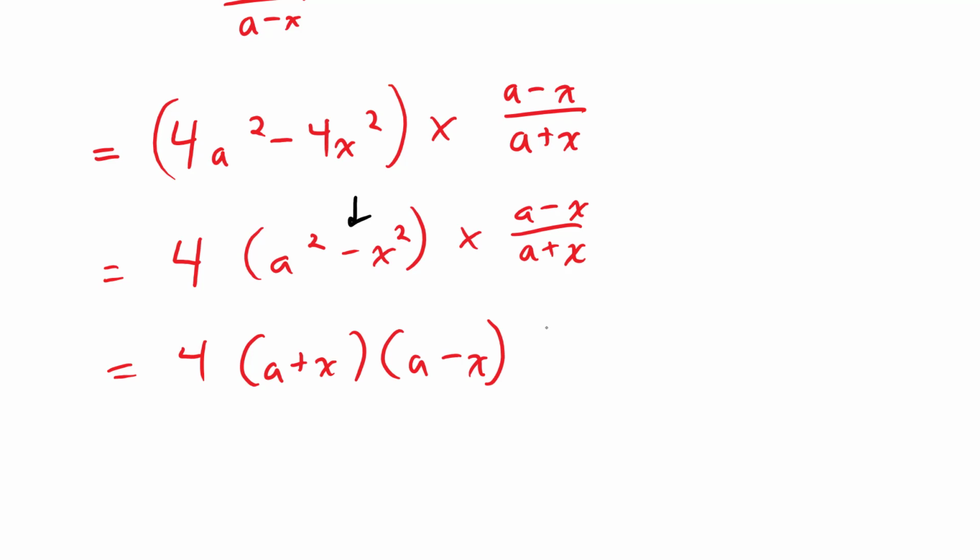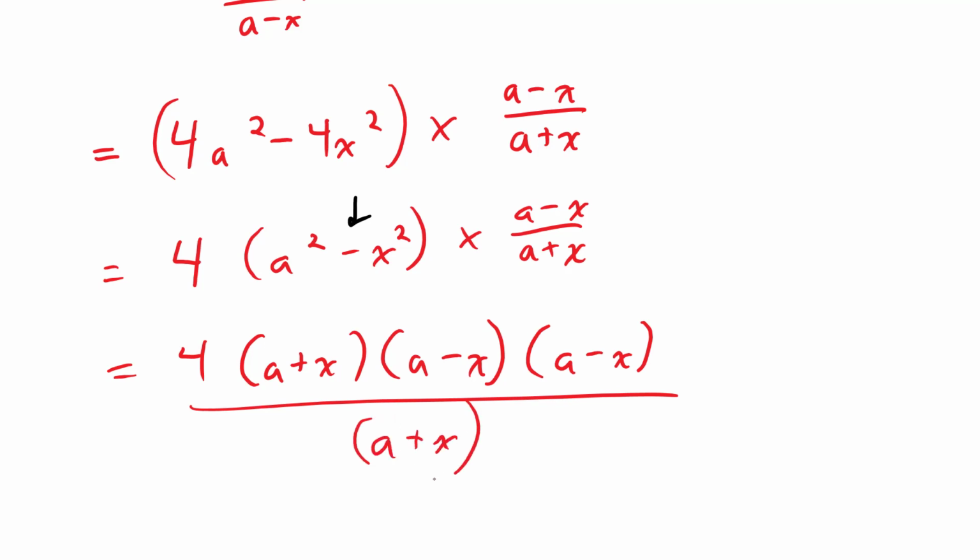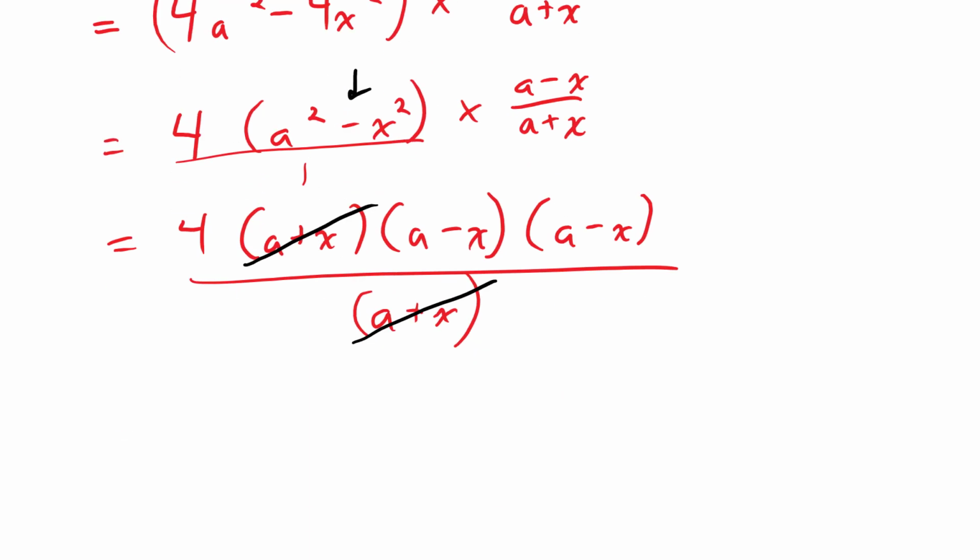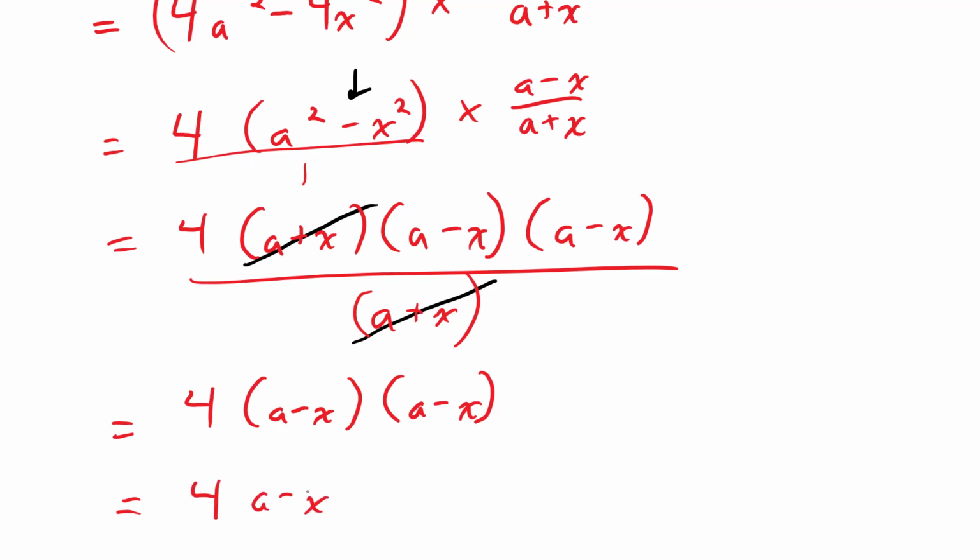If we're multiplying these together, this would be a minus x here, and on the bottom here, this would be a plus x, right? We can turn that into a fraction, multiply them together. Cancel values out, a plus x and a plus x. In the end here, 4, a minus x, a minus x. We could combine those together, 4, a minus x squared.